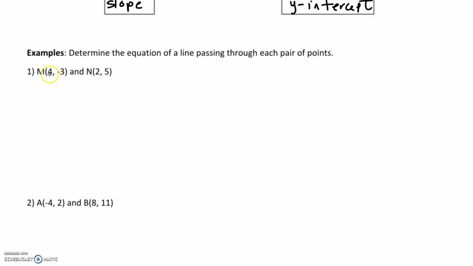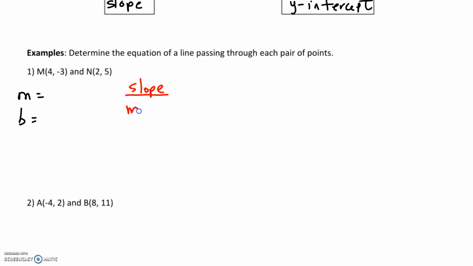So I have m, which is (4, -3), and n, which is (2, 5). If I was to plot (4, -3), I'd have a point approximately here, and (2, 5) a point approximately here. We have a line that's going through those 2 points, and it's our job now to find the equation of that line. We're going to do it algebraically. So we know we need our m and we need our b, and this information doesn't give us either of those. So we need to start by calculating our slope.